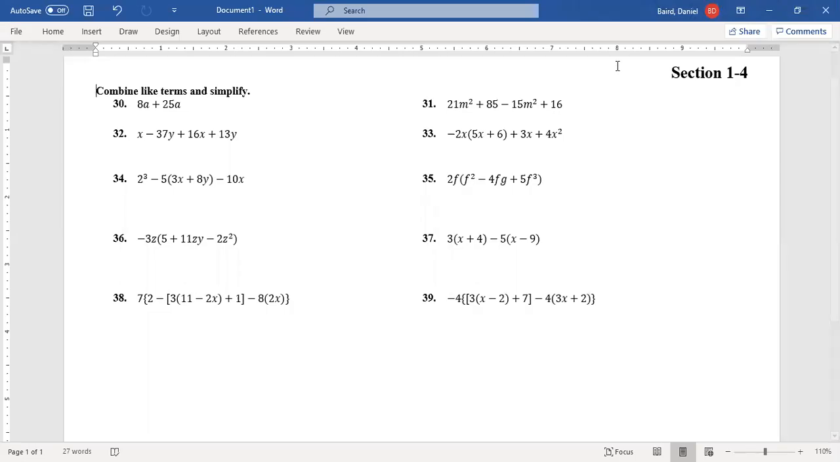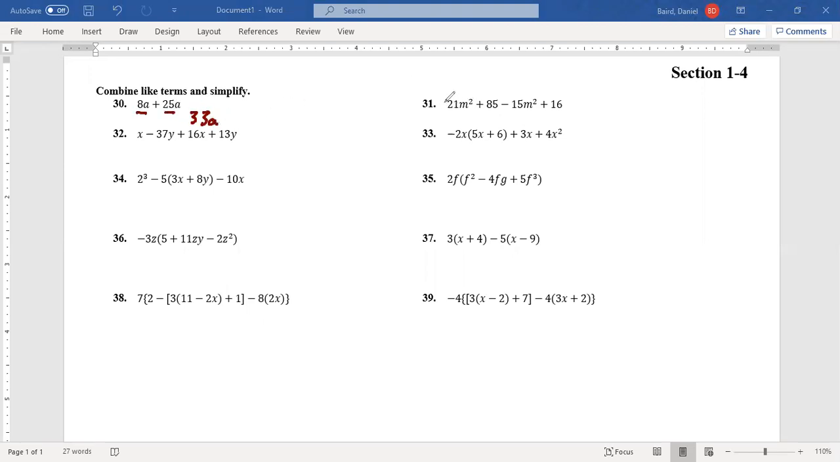Here we are in section 1-4 with the solutions to numbers 30 through 39. Here it says to combine like terms and simplify. Sounds nice enough. 8a plus 25a, that's just 33a. That's not so bad, they're both like terms, and so they go into 33a.